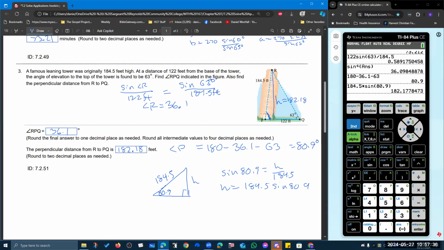182.18. And that makes sense that that distance there is a little shorter than this diagonal distance because the shortest distance between two points is a straight line. So it should be a little shorter than this diagonal distance here.